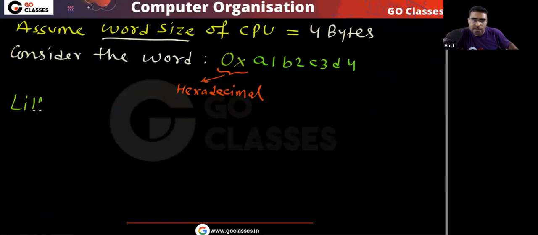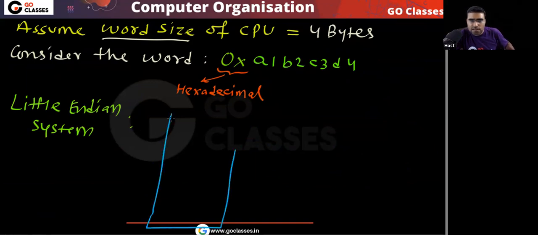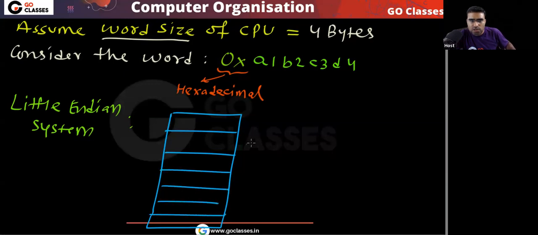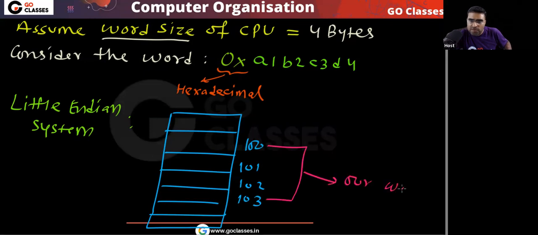Tell me. If you are using little Endian architecture, then what will happen? In the little Endian architecture, tell me how the memory will look like. So these are the addresses. So you can see we are storing this word at this address. So these 4 locations will be used. Here our word will be there.